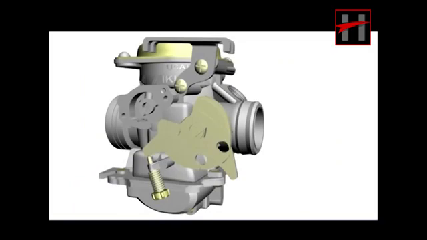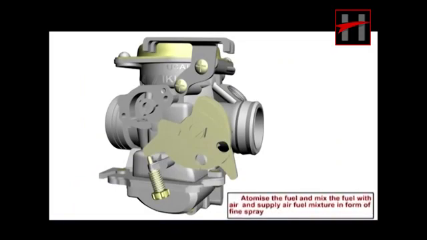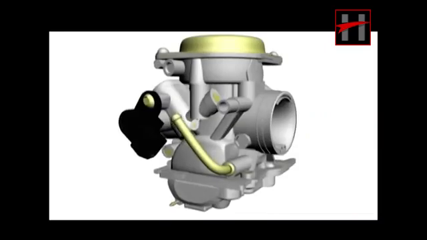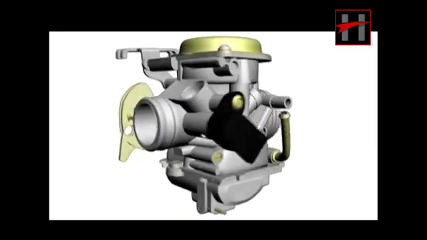One of the functions of the carburetor is to atomize the fuel, mix the fuel with air and supply the air-fuel mixture in the form of fine spray. The regulated mixture of air and fuel is sent to the cylinder for optimum burning. The carburetor uses the principle of a sprayer.